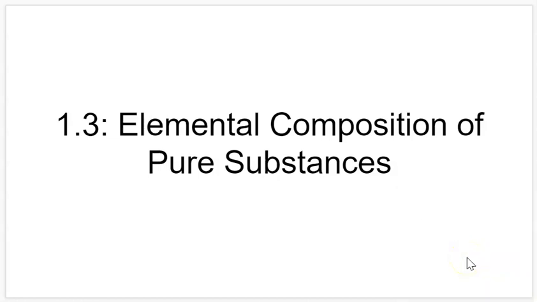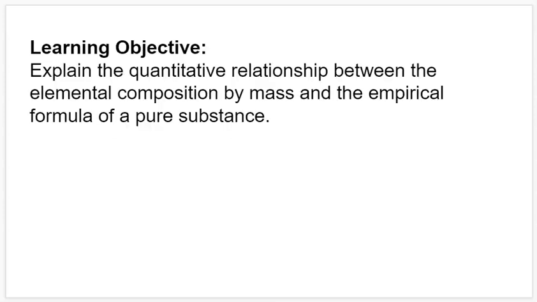Howdy AP Chemistry students, this is section 1.3 on the elemental composition of pure substances. We have a bit to talk about here, so let's get into our learning objective, which is to explain the quantitative relationship between the elemental composition by mass and the empirical formula of a pure substance.